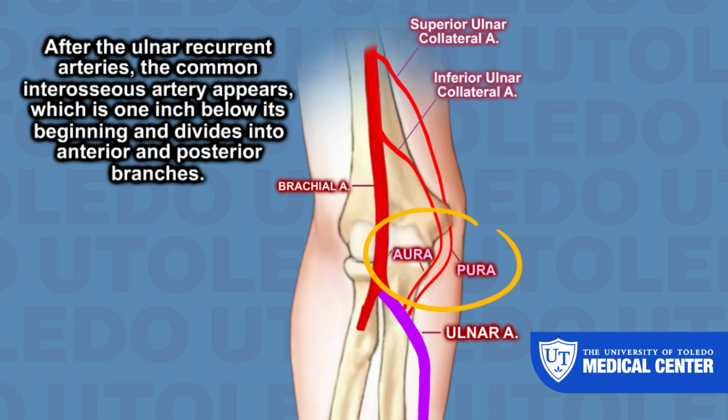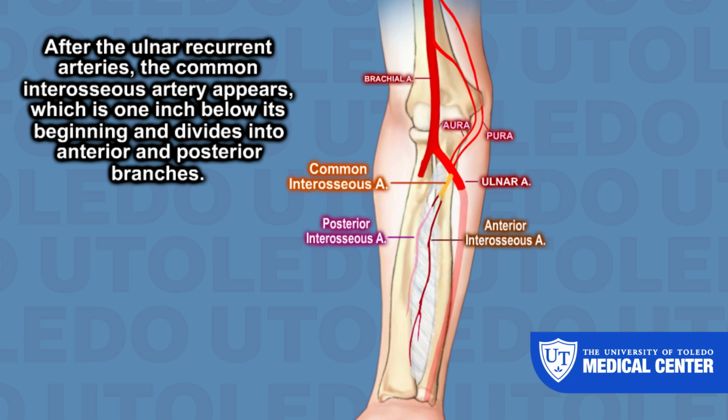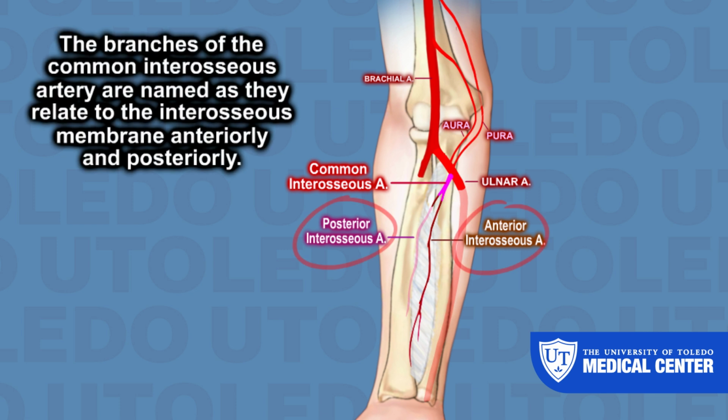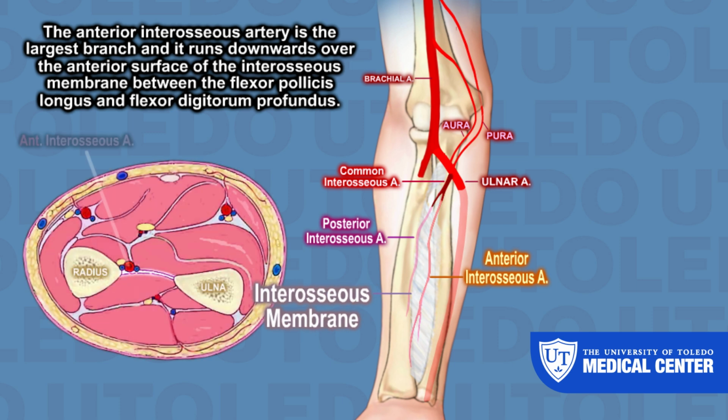After the ulnar recurrent arteries, the common interosseous artery appears, which is 1 inch below its beginning and divides into anterior and posterior branches. The branches of the common interosseous artery are named as they relate to the interosseous membrane anteriorly and posteriorly. The anterior interosseous artery is the largest branch, and it runs downwards over the anterior surface of the interosseous membrane between the flexor pollicis longus and flexor digitorum profundus.